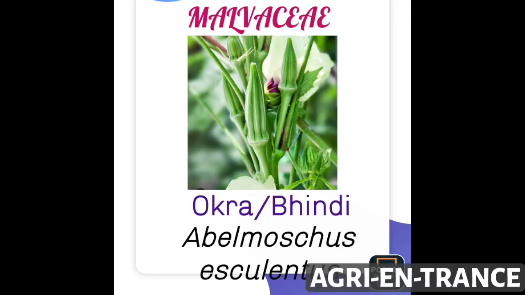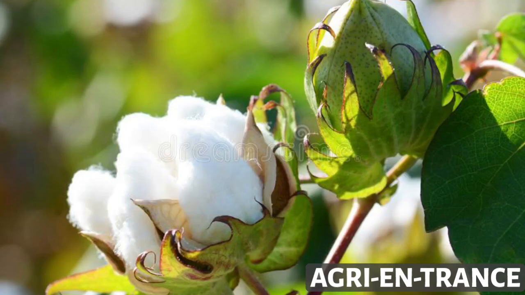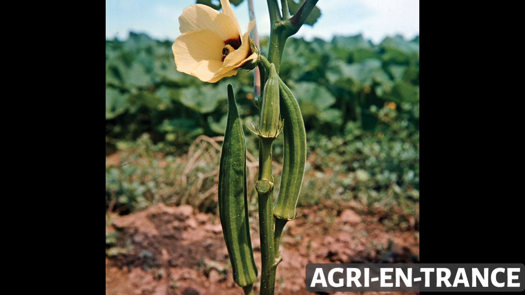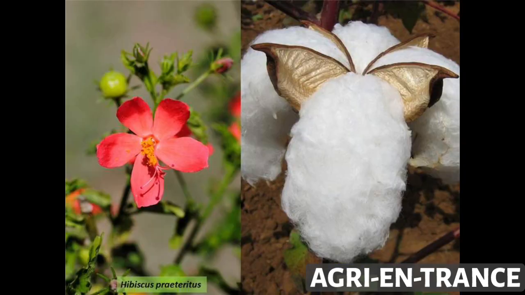Next family is Malvaceae or the cotton family. The common examples are cotton, bhindi, roselle. Cotton is also known as white gold or king of apparel fiber. Cotton is the leading fiber crop of the world. Moving on to okra. Okra is basically a warm season crop, and India is the largest producer and exporter of okra in the world. The fruit type of okra is capsule.